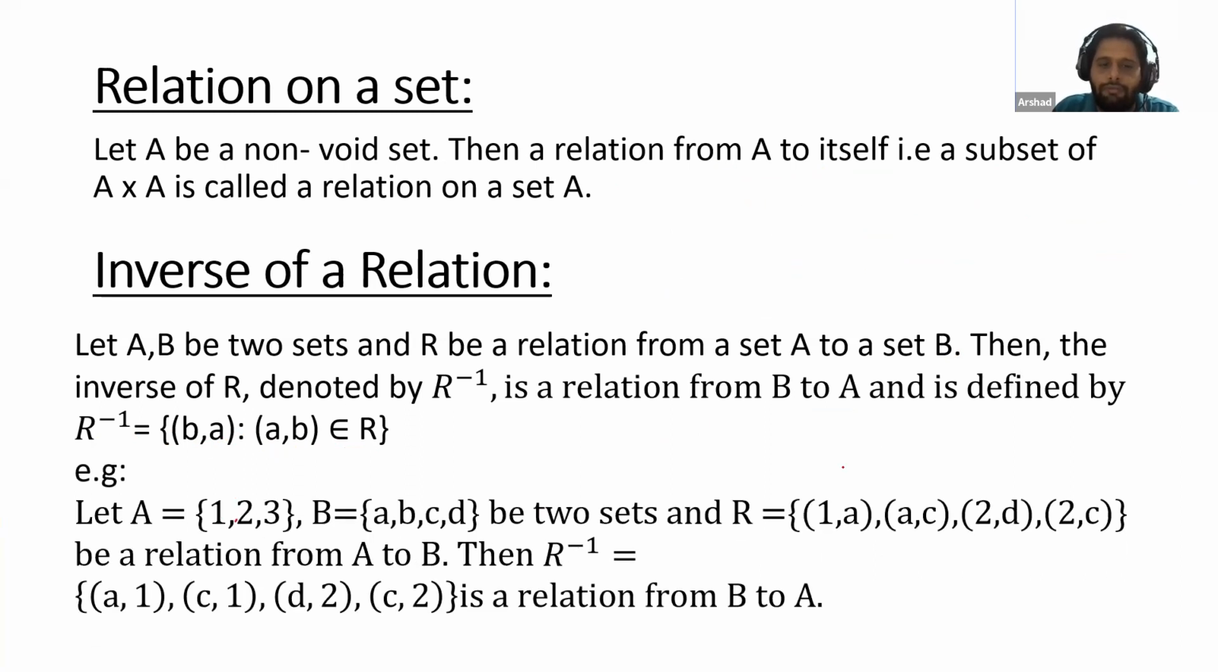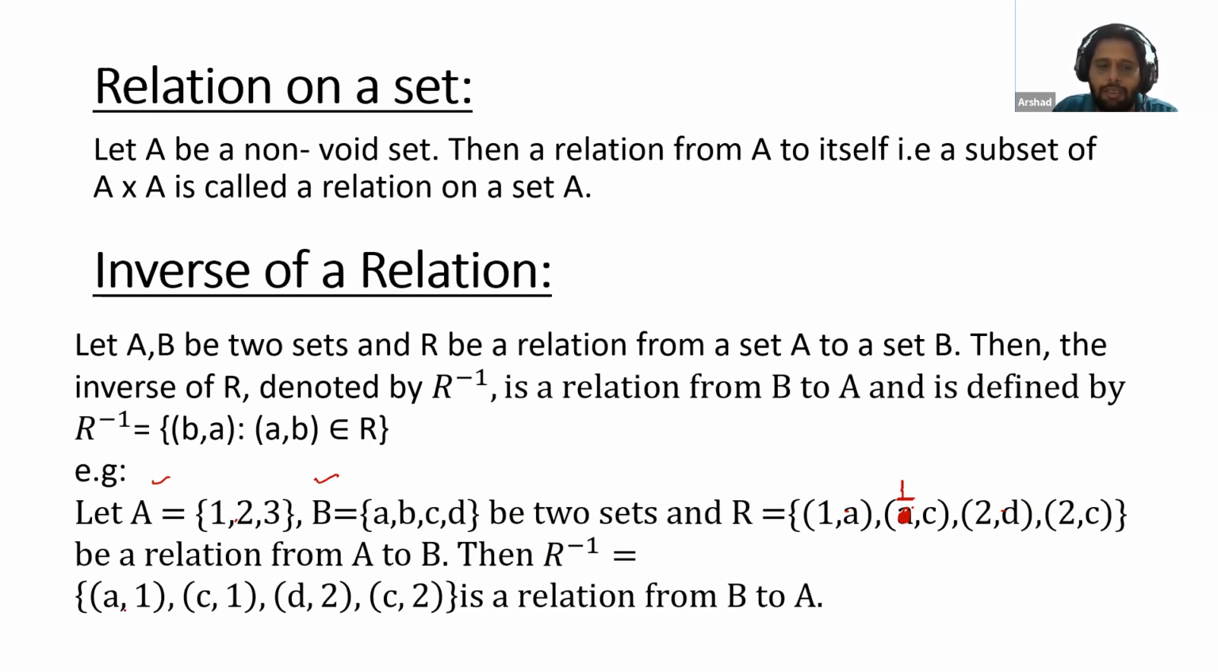For example, if we have this set A and another set B, you find this relation: 1A, 1C, 2D, and 2C. Let R be a relation from A to B, then R inverse is equal to, so I guess there is some mistake. This is 1. Okay, 1C. So R inverse will become what?